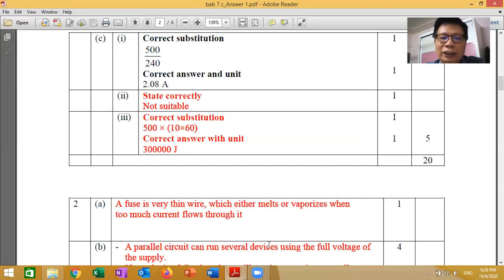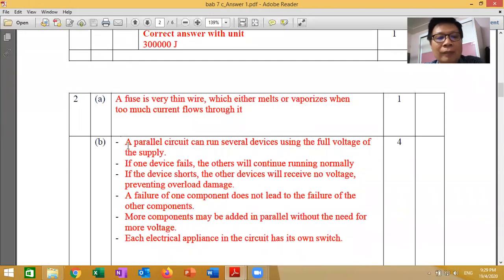Okay, the second one is the features of parallel circuit, okay? So now we have so many here. The first one is, a parallel circuit can run several devices using the full voltage of the power supply. You know why? Because when you connect in parallel, all the components will receive the same voltage from the battery. Okay, the second one is if one device fails or spoils, the others will continue running normally. This is the advantage of parallel circuit because each circuit in parallel can be controlled separately. There are separate switches to control.